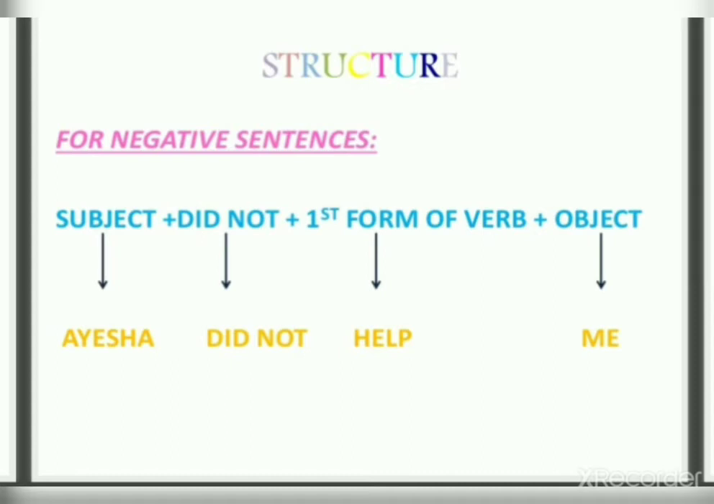Do you know why we use the first form of verb here? Yes, because we have the helping verb did, and did always takes V1. Asha did not help me. Here we have help. What do you think? Is help a regular verb or an irregular verb?